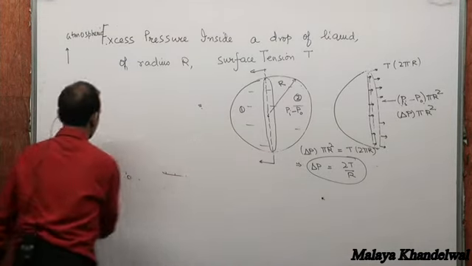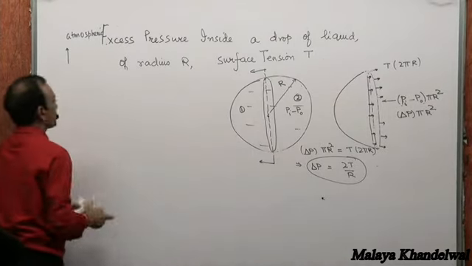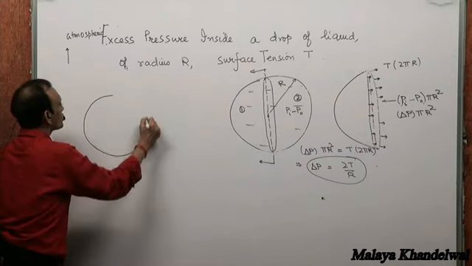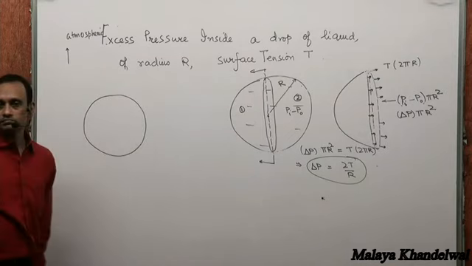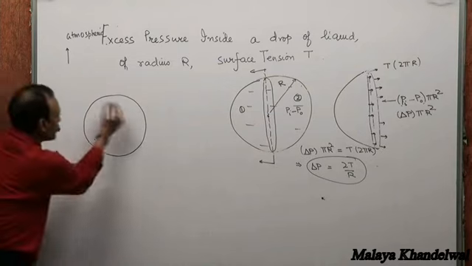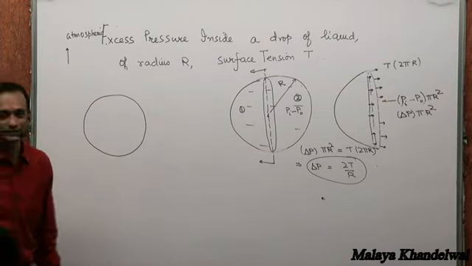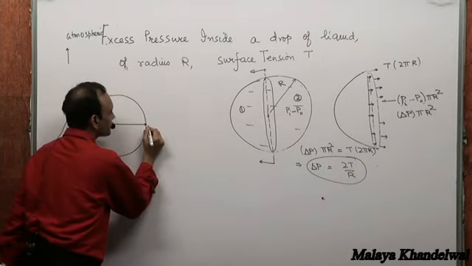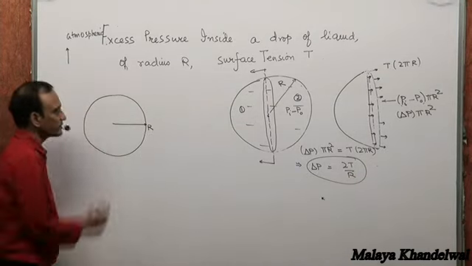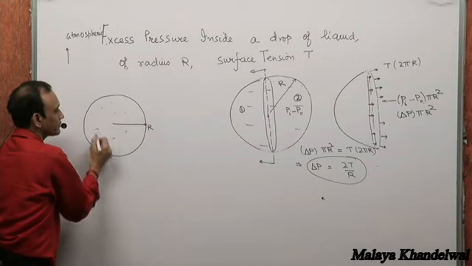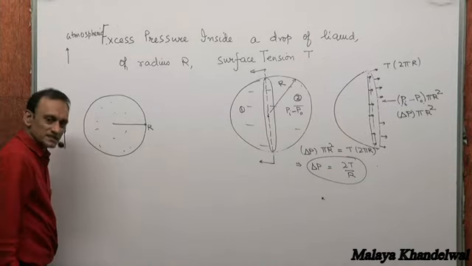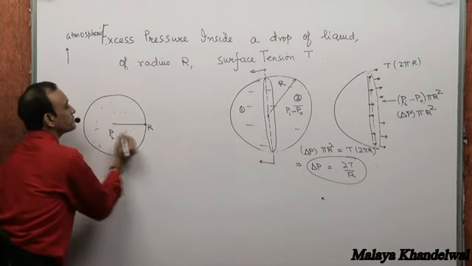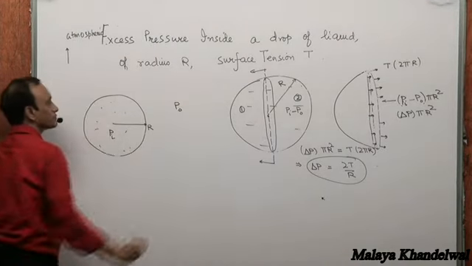Look, this was my liquid drop. I'm not drawing the liquid inside, it clutters the whole thing. It was of radius R and contains liquid. T is the surface tension, Pi is the pressure inside, and P naught is the pressure outside.